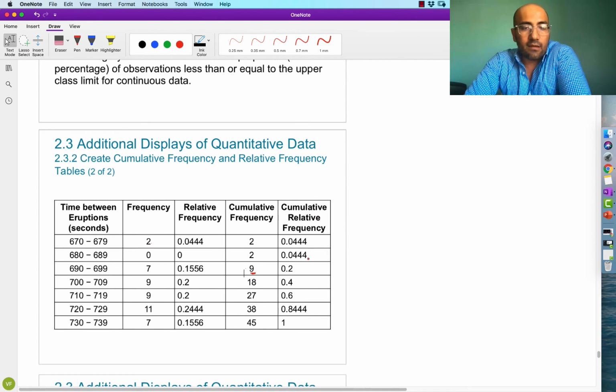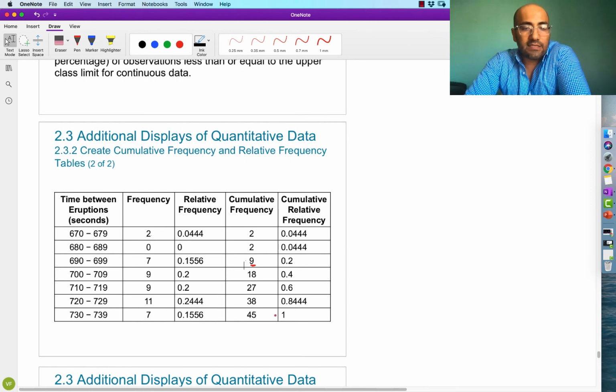So we could say that 4.44% of the observations were less than or equal to 689. Good. About 20% of the observations were less than 699. About 60% of the observations were less than 719. Right? So that's what that cumulative relative frequency means.